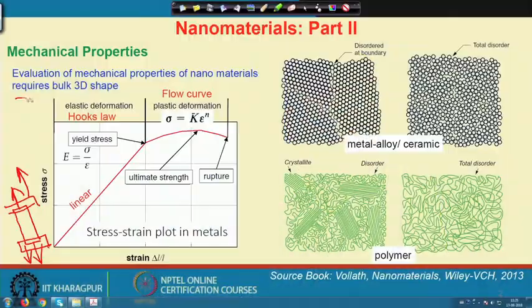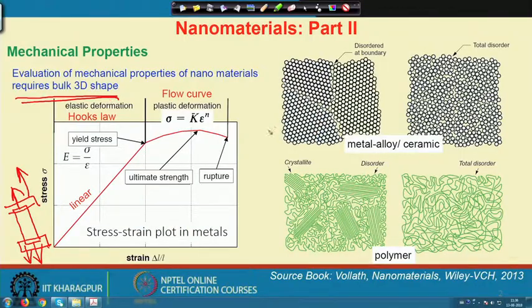So, therefore, we need some bulk 3D shape, and maybe we can go for some consolidation of those nanoparticles, and then we can make a bigger, let us say 1 inch or 10 inch size sample, and then I can apply a stress on it, that could be.